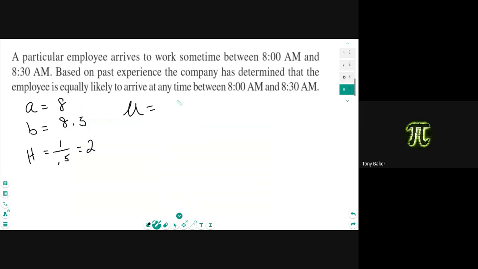So mean is 8.5 plus 8 divided by 2, which is 8.25 or 8:15 a.m. Don't put that at 8:25. I have seen people get that wrong in the past because that's exactly what they put. Remember, we have to change it back to time. The quarter hour is 15 minutes.